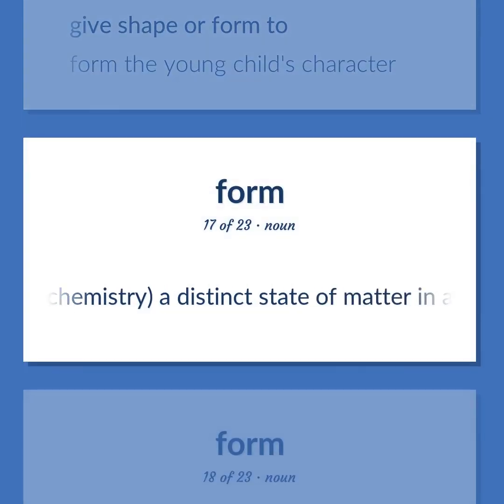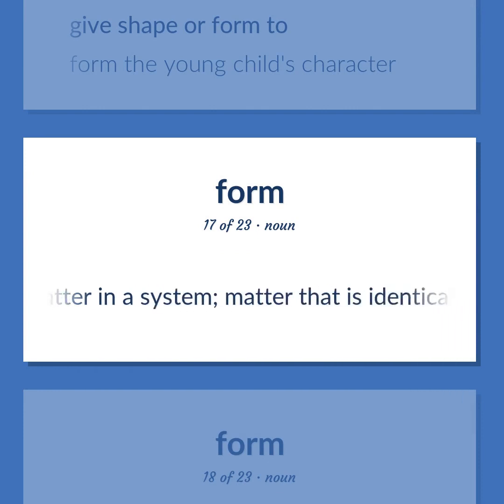Physical chemistry. A distinct state of matter in a system. Matter that is identical in chemical composition and physical state and separated from other material by the phase boundary.